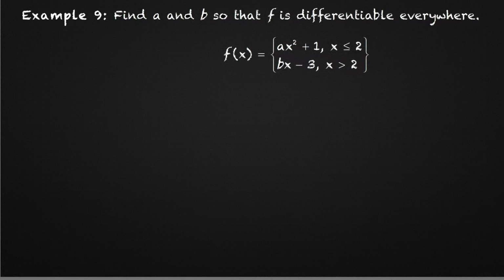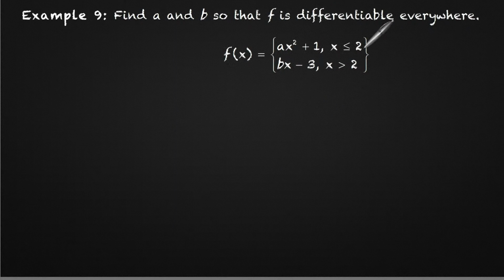Example 9 says we need to find a and b to make this piecewise function differentiable everywhere. Now, if we just look at this first part, ax squared plus 1, that's a parabola. So we know that's differentiable everywhere. And bx minus 3, that's a linear function. That is also differentiable everywhere. But the question becomes, what is going to happen when these two functions meet? Is it going to create a sharp corner, or is it going to create a nice, smooth transition between these two functions? So we need to create a situation for a and b such that these two functions will create a function that will be differentiable everywhere.